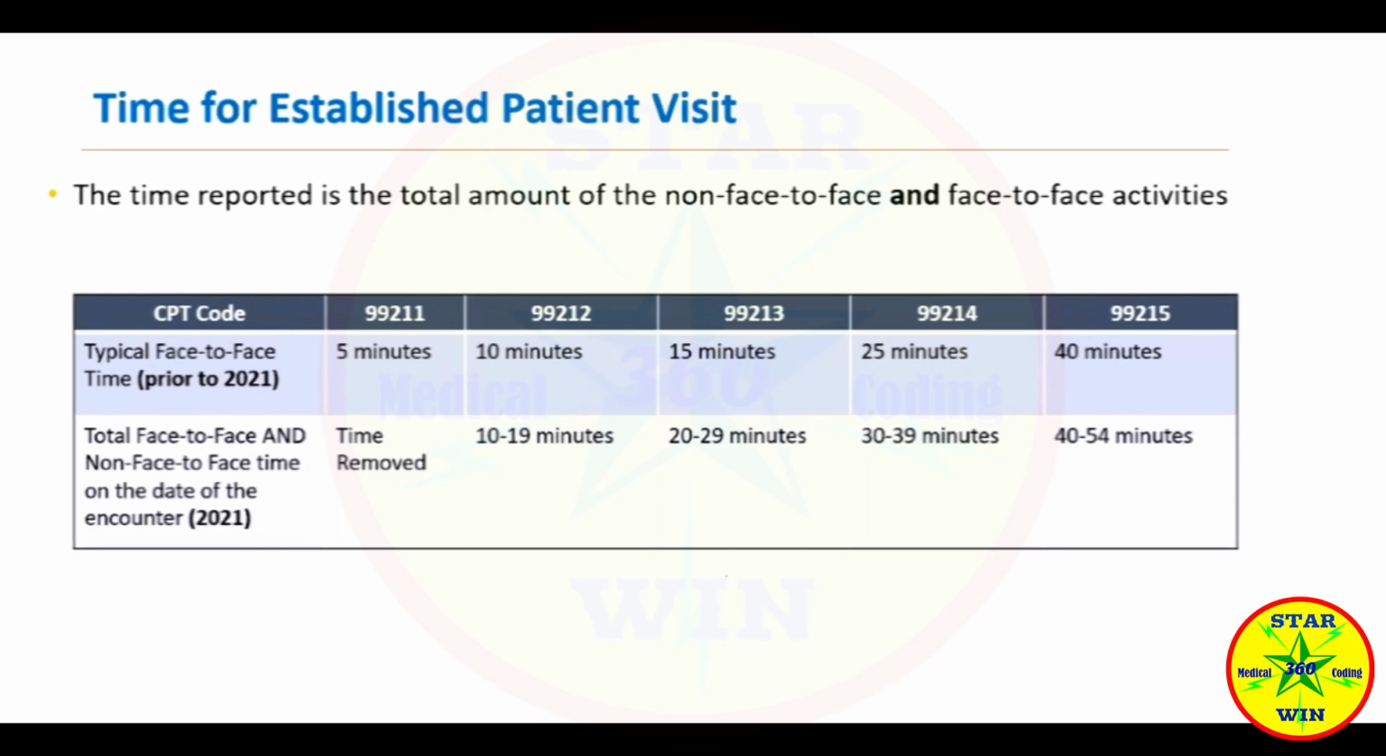So 99211, 5 minutes is required in 2020, but in 2021, no time is required. So we are not going to assign 99211 based on time. For 99212, 10 minutes is required in 2020, but in 2021, it is from 10 to 19 minutes. Any time between 10 to 19 minutes, we can assign 99212.